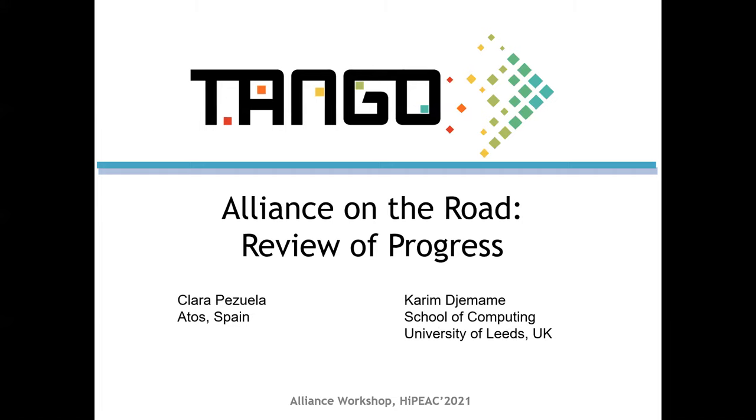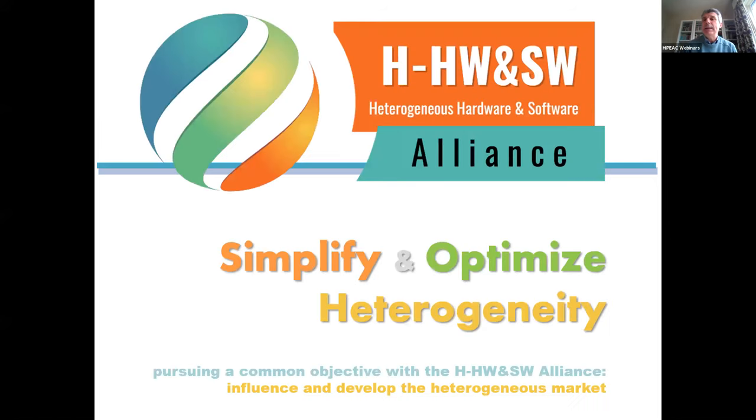Right. So very quickly, again, my pleasure to welcome you on behalf of the Heterogeneity Alliance. The Alliance is somehow managed by Clara Pezuela from Atos in Spain. And basically, this alliance was officially started in 2017 as part of an EU project at that time called Tango. And its official launch took place in January 2018 at Manchester as part of HiPEAC.